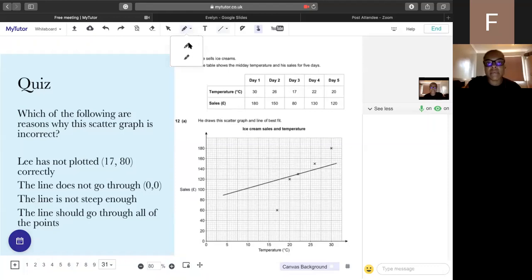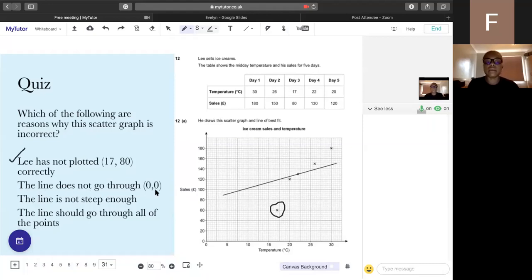And let me get my pen as well. So if we go to 17, 17 is over here, and this point is definitely not at 80, it's at 60. So this is a reason why it's incorrect. The line doesn't go through 0, 0.